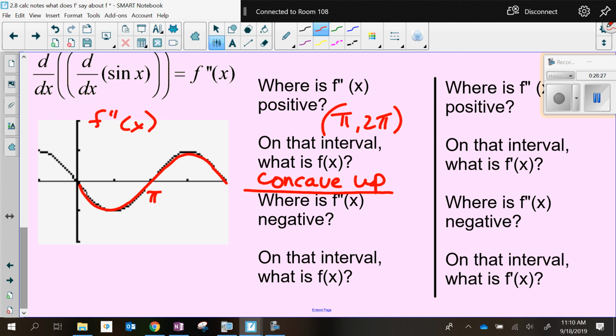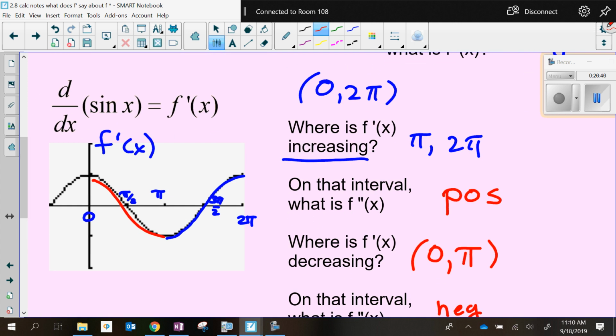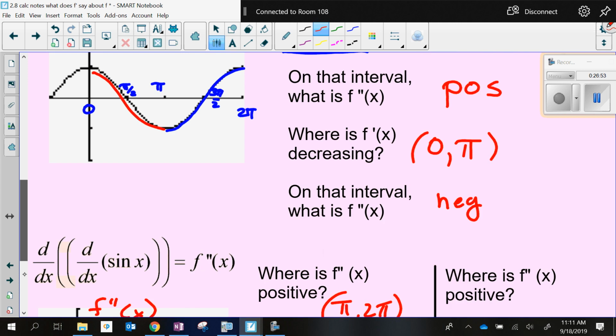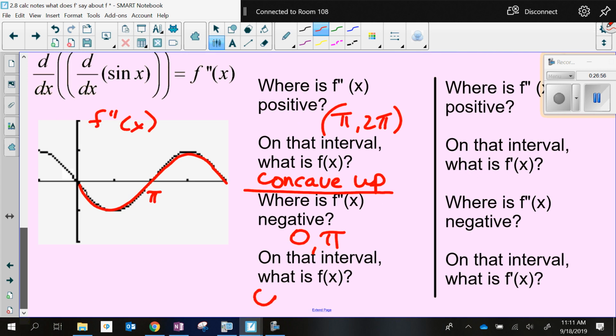It's all right. Where is F double prime negative? Wait, this is F double prime. So where is it negative? 0 to pi. If you look at 0 to pi, it faces down, so that's concave down. Okay?